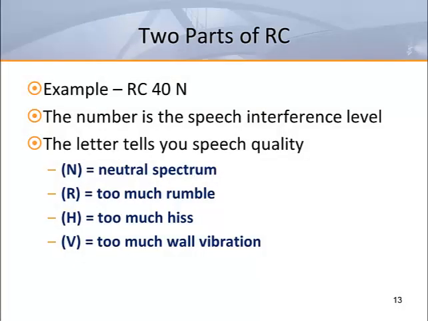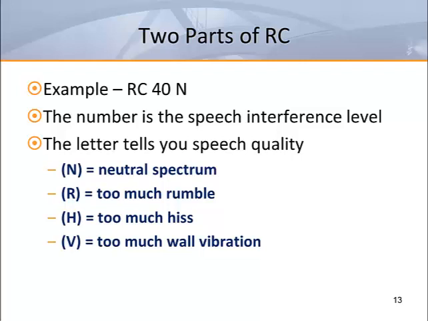When speaking in terms of room criteria, or RC, it's important to say RC followed by a number followed by a letter. We can't just say RC40. The number is similar to an NC value and is often within a few points because it signifies the speech interference level or the overall loudness of the room. The letter is a descriptor of sound quality, and the RC value is incomplete without it.